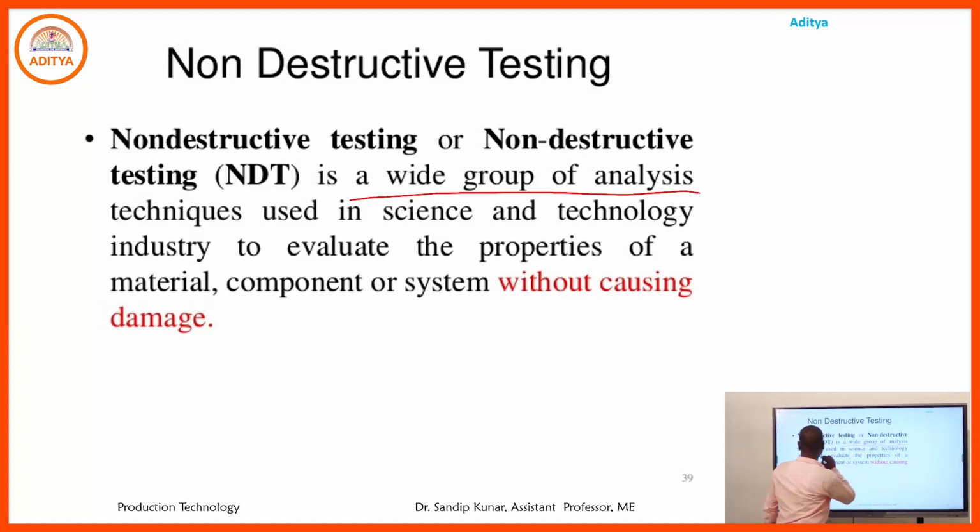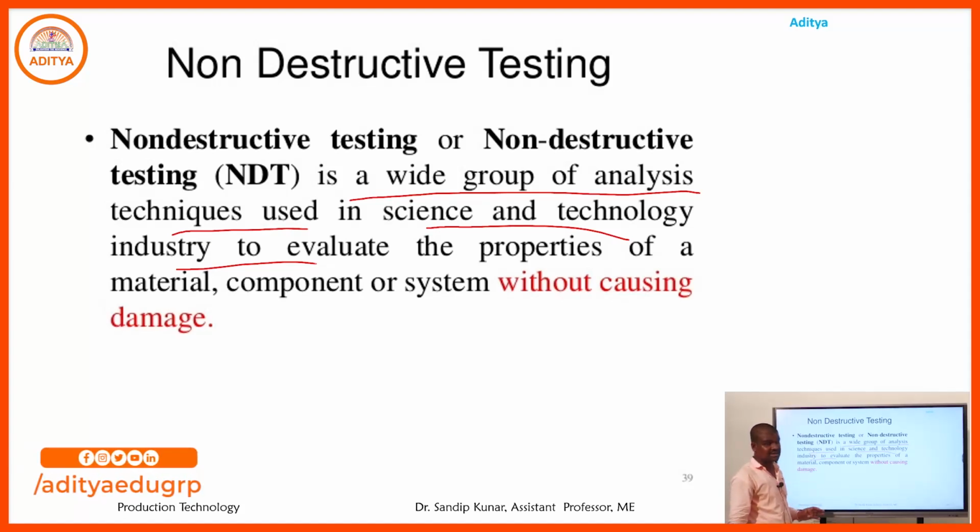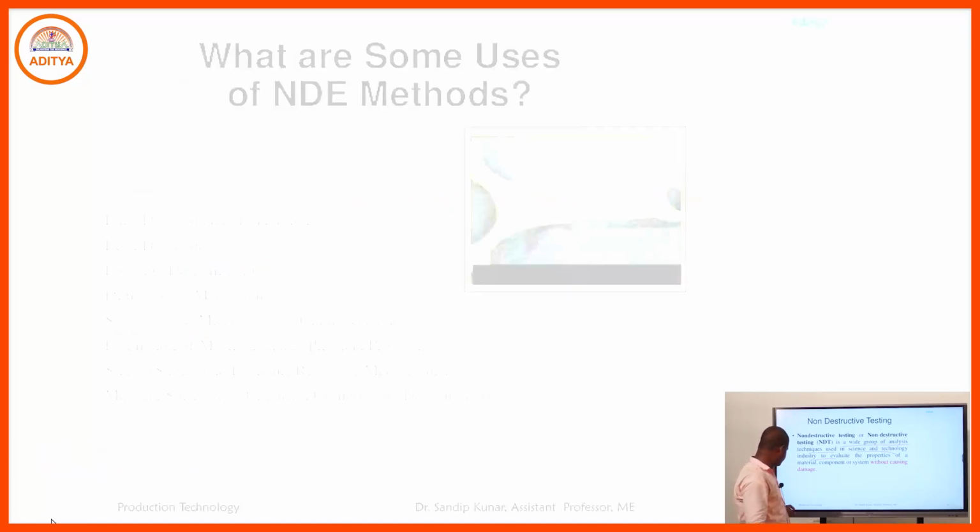This is a wide group of analysis techniques used in the science and technology industry to evaluate the properties of a material or component without causing damage. It means no damage occurs to the welded joint, and on that basis we have collected some qualitative data.